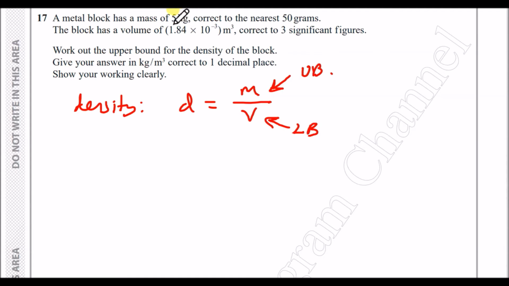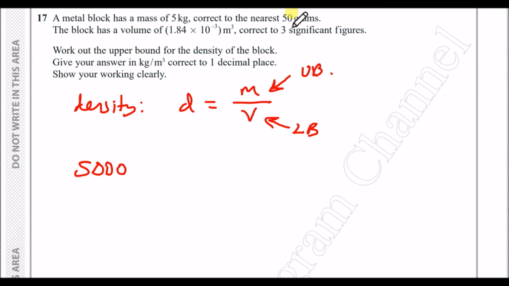Now let's do it. So a metal block has a mass of 5 kg, correct to the nearest 50 grams. What I will do, guys, is firstly convert 5 kg into grams, yeah? So we have 5,000 grams, and when it says nearest 50 grams, what that means is that you want to be either plus or minus 25 of each.